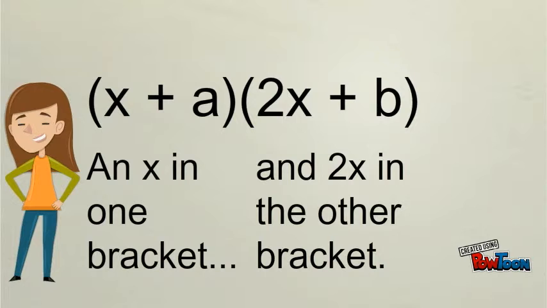The number at the end is still the product of the 2 numbers in the brackets, but the number in front of the x is now what you get by adding one of the numbers to 2 of the other number. Why is it so complicated?